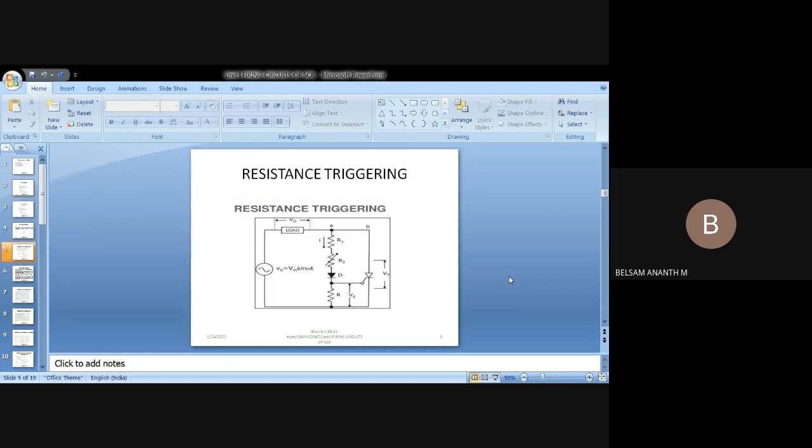Now, resistance triggering, please remember, here in resistance triggering we normally go with 0 to 90 degrees. Here I have a thyristor along with a resistance and a diode, and a source Vs equal to Vm sin omega t. Since I am speaking about an AC circuit, we have an AC waveform from 0 to 360 degrees, Vm sin omega t. Vm is the maximum voltage and omega t is the angular frequency. Omega is nothing but 2 pi f, right?